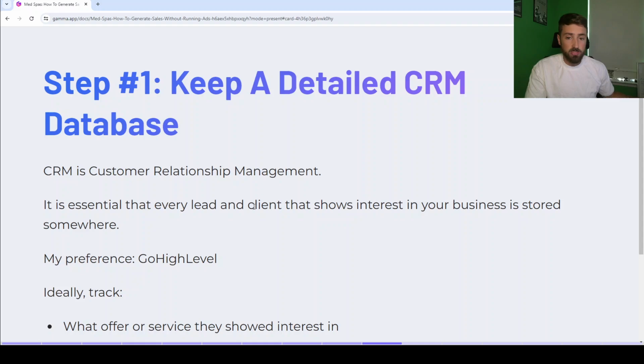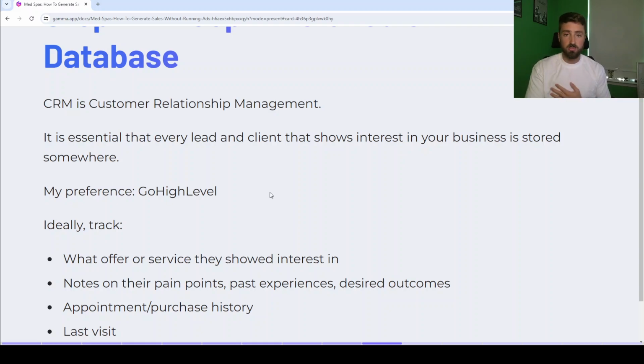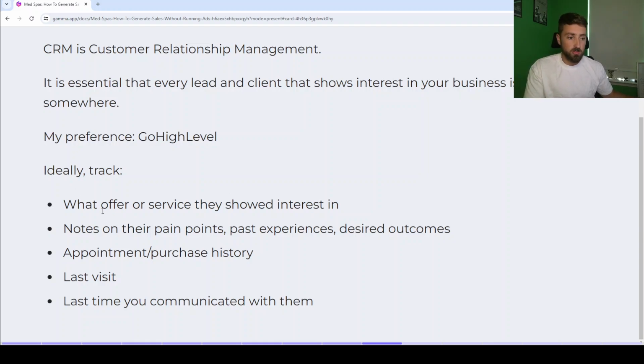It's essential that every single lead and client that shows interest in your business in some way or another is stored somewhere. So my preference is Go High Level just because that's what I use. But I know there's MindBody, there's Fresha, there's all sorts of different CRMs where essentially your customer or your client's information is stored in a place. Ideally, you want to track these 5 things on every single client or lead that comes in the door. What offer or service did they show interest in? Notes on any pain points that they mentioned, their past experiences with other treatments, what their desired outcomes are, appointment or purchase history. So just keep in mind, keep notes on when they're actually coming in or what did they buy, the last time they visited, and then also the last time that you communicated with them.